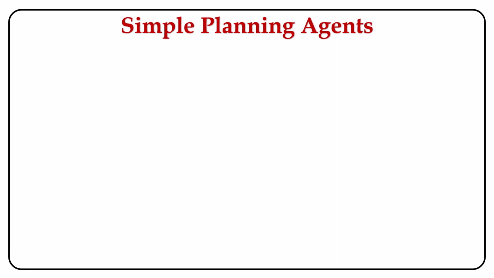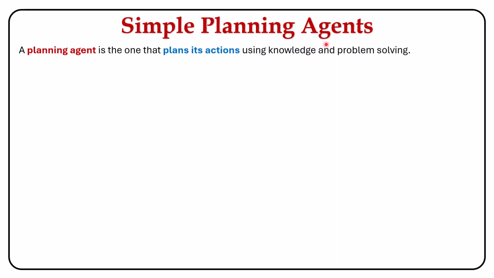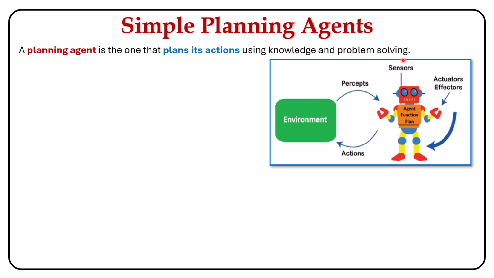Now let's learn about simple planning agents. A planning agent is one that plans its action using knowledge and problem solving. So now let's have a simple planning agent here. It has its own sensor to perceive the input from the environment, and it has its own actuators and effectors in order to do the action in the environment based on the perception. The agent has its own agent function in order to reach the goal based on the plan prepared by it.